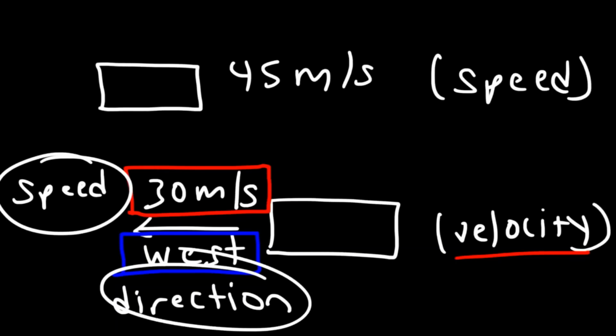Velocity tells you not only how far something is moving, but also where it is going. So remember, velocity is speed with direction. Speed can only be positive. Velocity can be both positive or negative.